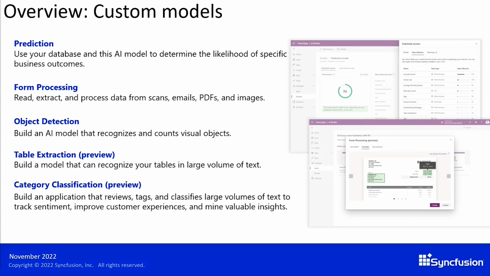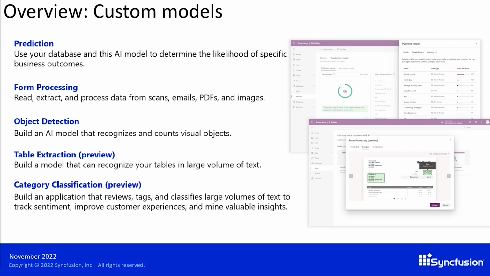The custom models are related to predictions, so to predict business outcomes. Form processing is also very common. So based on your form, you can extract and process different information. Of course, detect objects, and a couple of them that are there for you in preview, so you can really identify tables in different large volumes of text and help you with the classification.